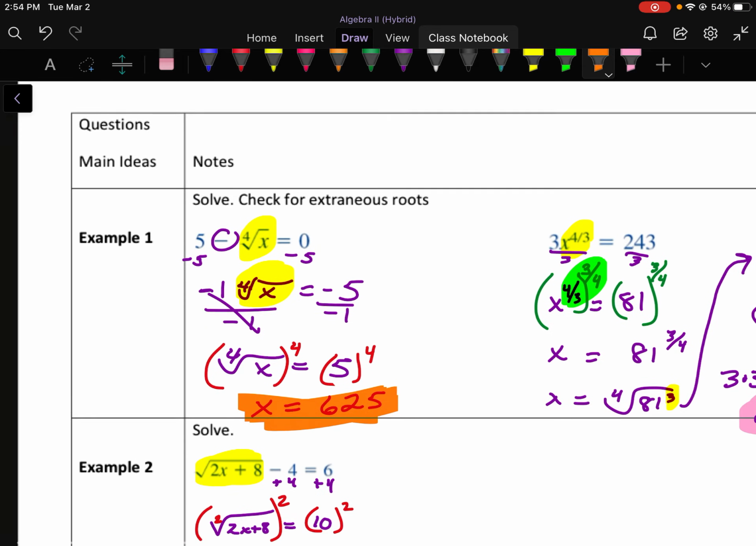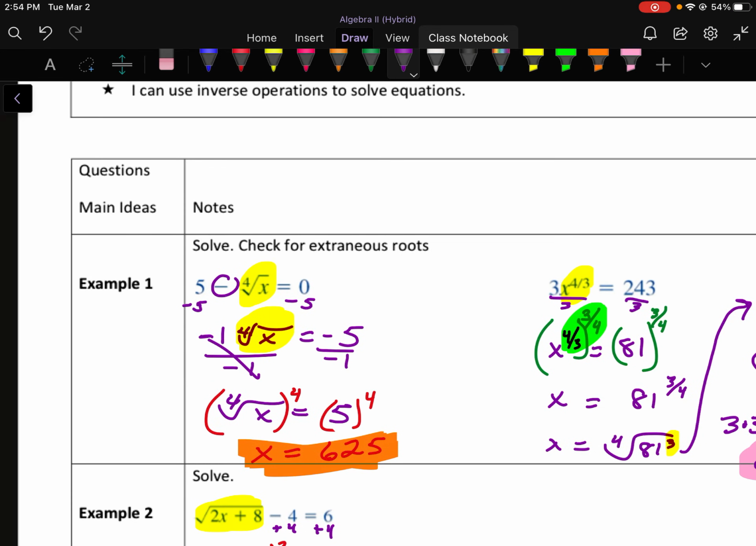But when you jump all the way back up to the top here, we're going to talk about this word extraneous now. We've talked about it before, but it's a solution that you can get, but you actually can't get. So what's going to give you an extraneous solution? For example, if you take any even index radical, so any 2, 4, 6, 8, 10, any index that's even, the number underneath that radical has to be positive.